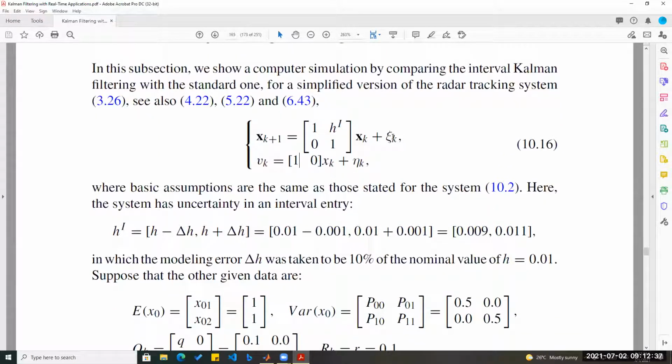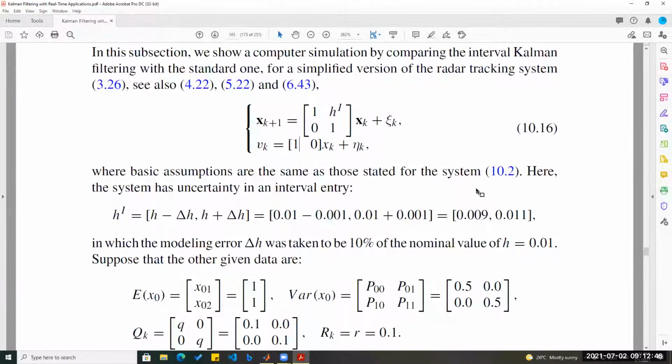The basic assumption about the C and it had been given in 10.2. And here we only assume the sampling period has uncertainty in an interval. The normal value is 0.01, but with 10% modeling error, its range is between 0.009 and 0.011.